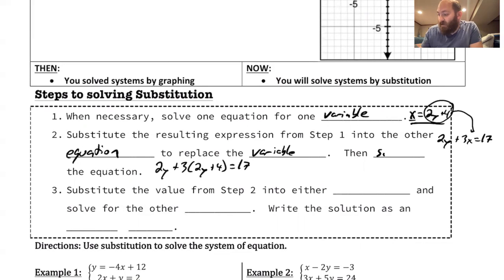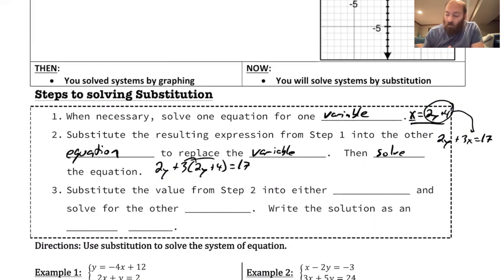Then solve the equation. That would be my goal here. I now have turned two equations with two variables into one equation that only has y in it. So that's the goal, is to get that into one variable so then I can solve it through our normal solving steps. So I can distribute and so on.